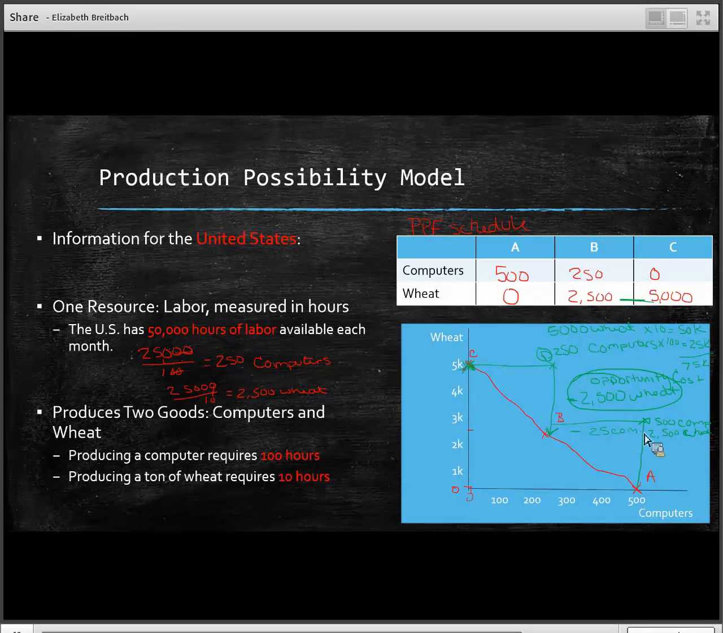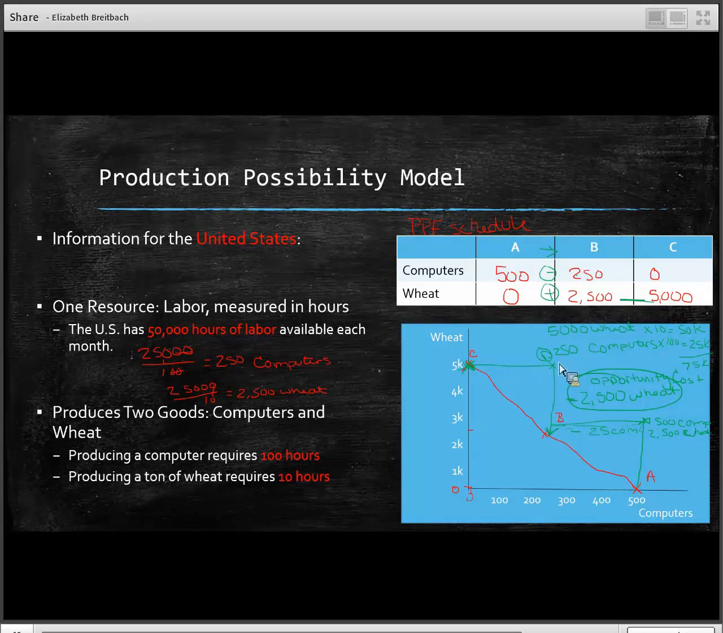So when I move from point A to point B, so when I move in this direction, I lose computers. There's a loss of computers, and I gain that wheat. So it is going to be important to determine, am I moving from A to B or B to A? So make sure you pay attention to that when you're looking at your production possibility frontier and the opportunity cost. But as you move, note that you can't move beyond the production possibility frontier.